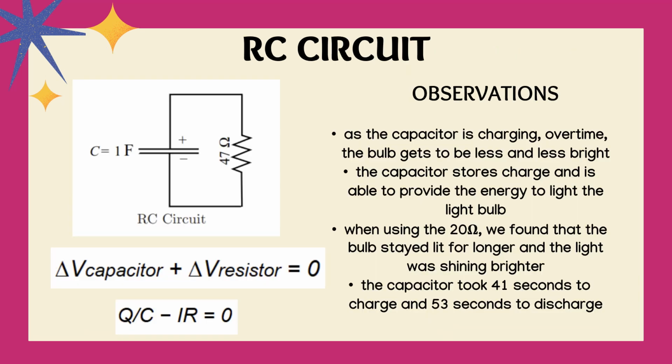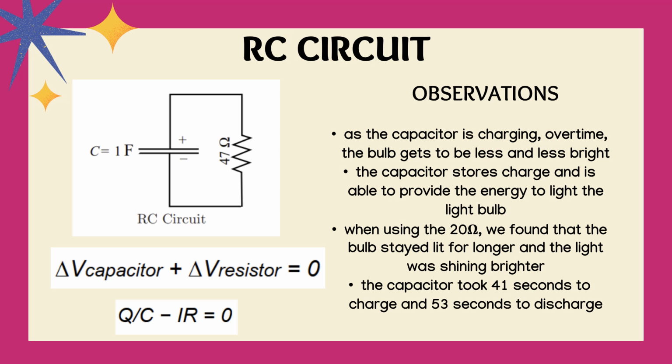In this portion of the lab, we're going to be going over RC circuits. To the left, I have some equations and a little visual representation of what was going on, and then also some observations. So as the capacitor is charging over time, the bulb gets to be less and less bright. This is because there is a buildup of charge on the capacitor over time, and that is opposing the current, which causes the brightness to decrease and dim.